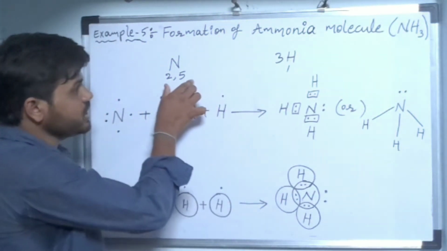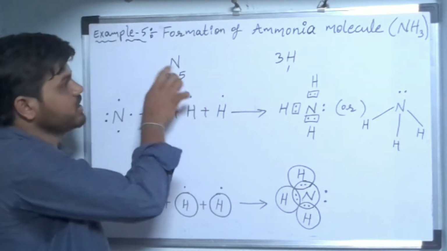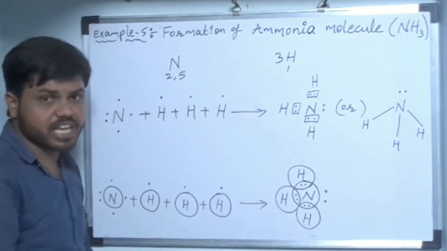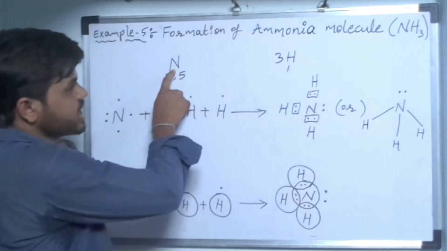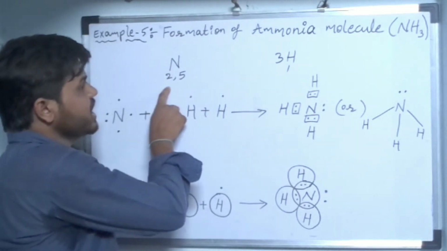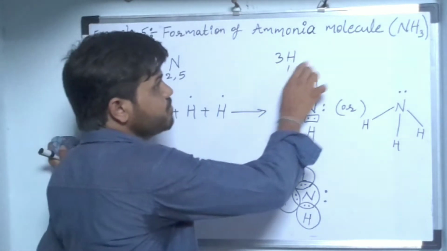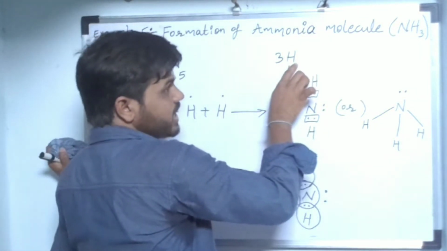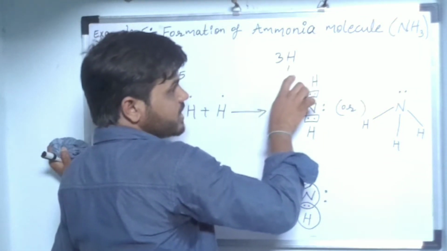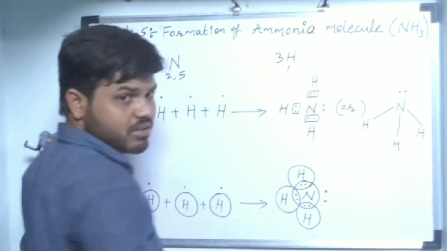Now, take the symbol of nitrogen. The symbol of nitrogen is capital N, and the electronic configuration of nitrogen is 2, 5. Now, the symbol of hydrogen is capital H. The electronic configuration of hydrogen is 1.